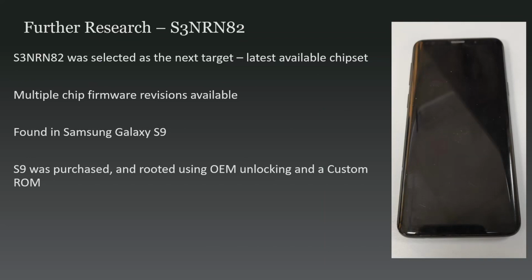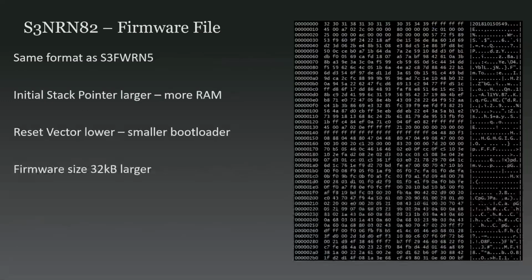I found that it had multiple chip firmware revisions just by looking at different ROMs, which would be very helpful if I needed to reverse engineer more. And I found that the Samsung S9, while it was secure from a routing perspective, you could use OEM unlocking and a custom ROM in order to route it appropriately to perform any attacks on it.